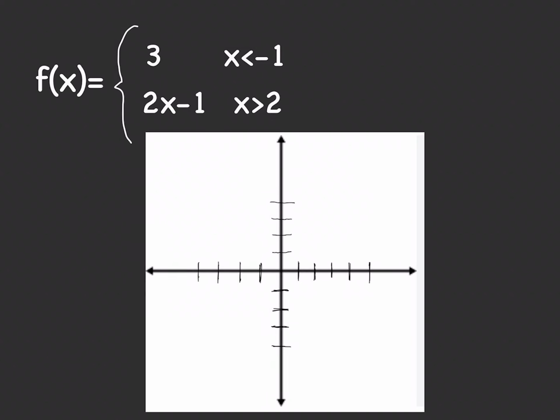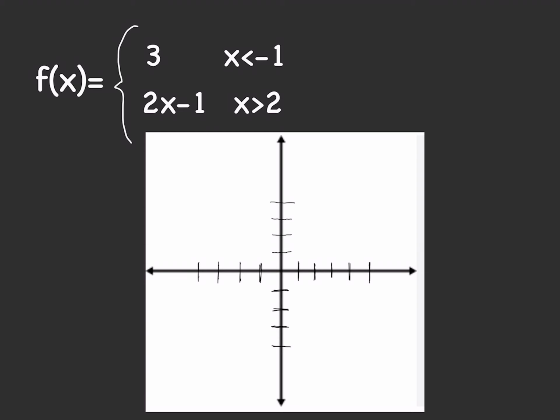In this video, I'm going to explain how to graph piecewise functions. So here's an example. We've got f of x, then you've got that parentheses type thing, and it's equal to 3, where x is less than -1, and it's also equal to 2x minus 1, where x is greater than 2. So you see you have two equations there.